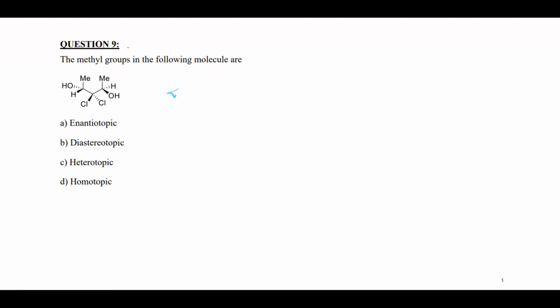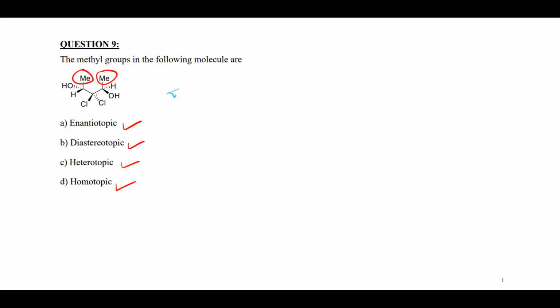So these are some problems that we forgot to solve in the last video. I will cover this problem first. The methyl groups in the following molecules: we just need to identify whether they are enantiotopic, diastereotopic, heterotopic or homotopic. This is just a simple problem, probably no need to spend time on this. These are the two methyl groups, right? I will just quickly show what the correct answer is.